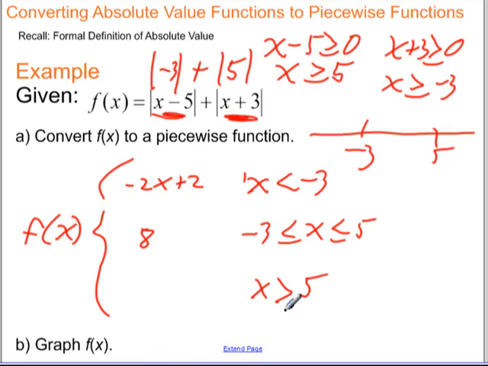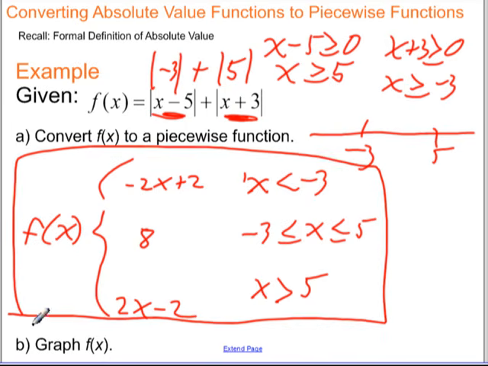Now over here, when x is bigger than 5, both of these are non-negative. So we simply get x minus 5 plus x plus 3, which is 2x minus 2. And that's the value of this function there. And so we now have a piecewise function that is equivalent to our absolute value function.